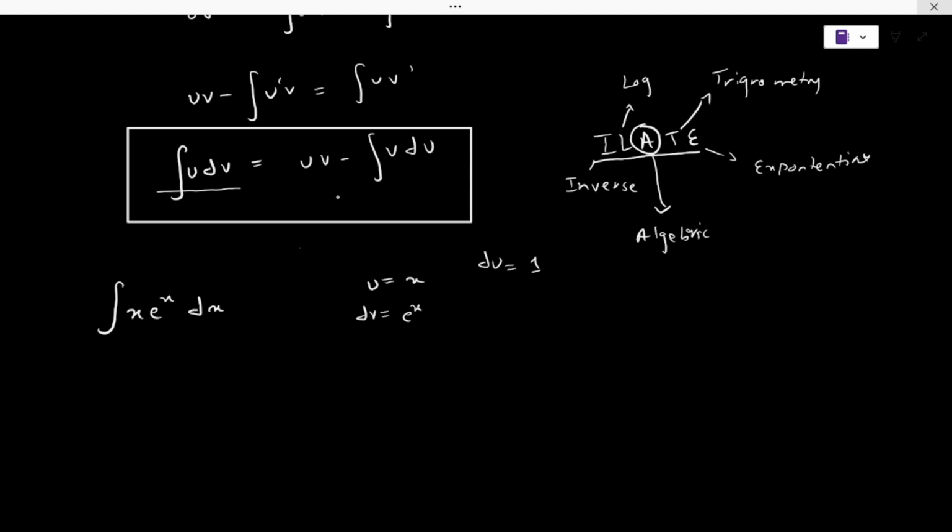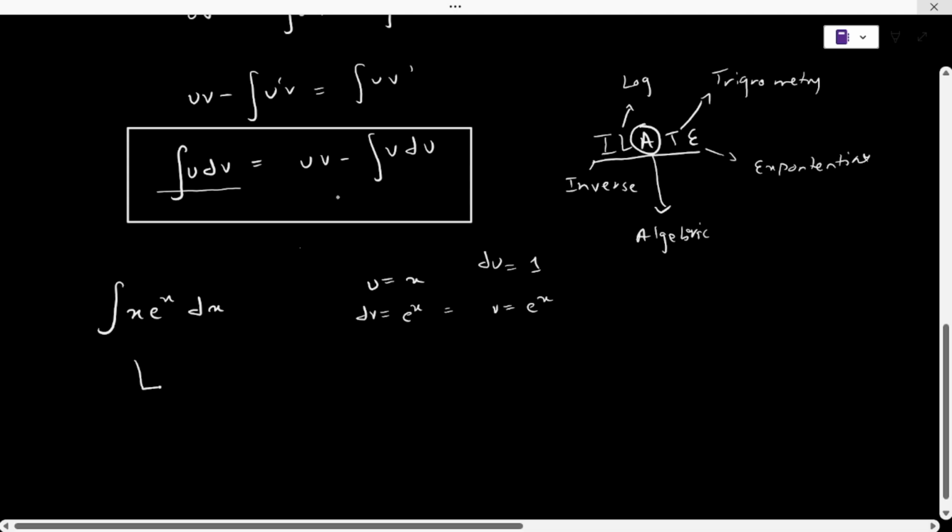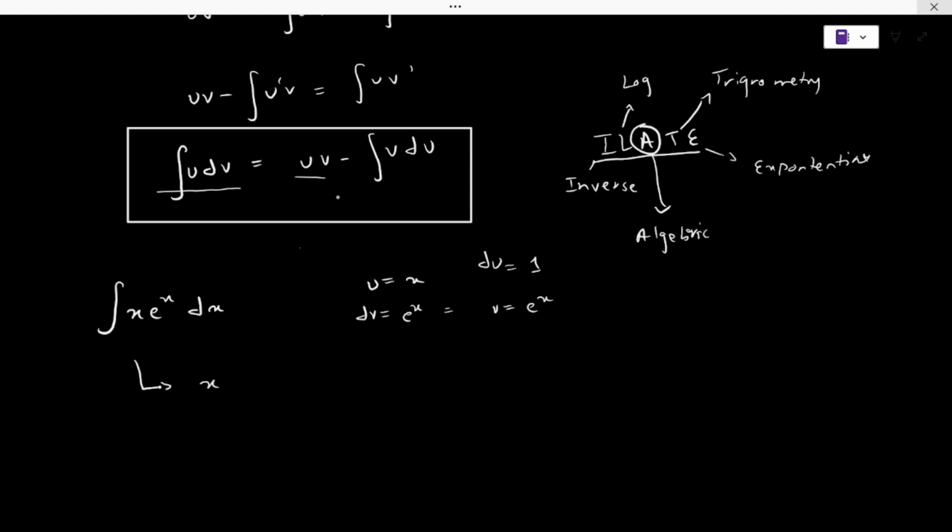Now we know that if we try to integrate e to the power x, we get e to the power x. So now when we further break down this integral, we get uv, which is x times e to the power x, minus v, which is e to the power x, times du, which is 1.